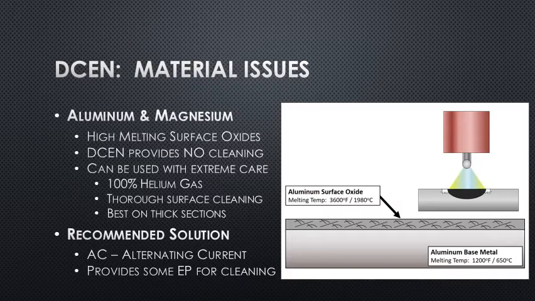It does not handle the high melting surface oxides found on aluminum and magnesium very well. DC electrode negative provides no cleaning action, and it can be used with extreme care with 100% helium gas and thorough cleaning of the surface, usually on thick sections, but it's not usually recommended for welding aluminum. The better solution is to use alternating current, which, as we discussed before, contains a little bit of electrode positive, which can be used to control the amount of arc cleaning that helps to remove that high melting surface oxide so that we can form a puddle on aluminum.